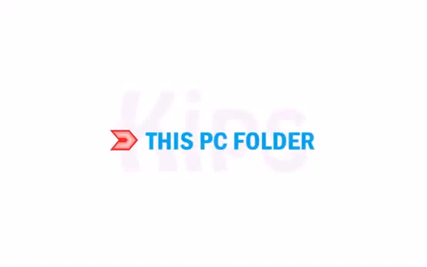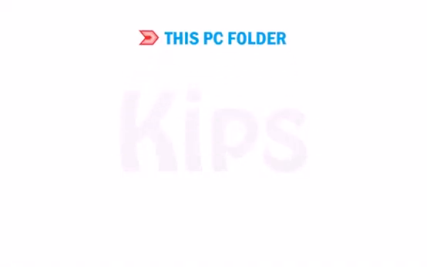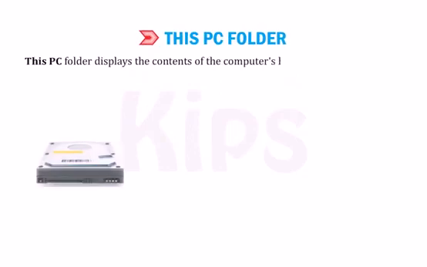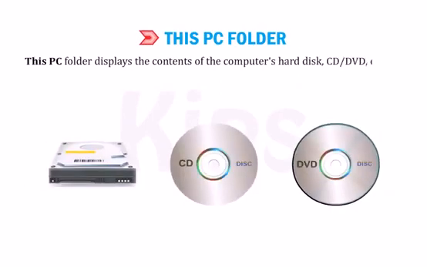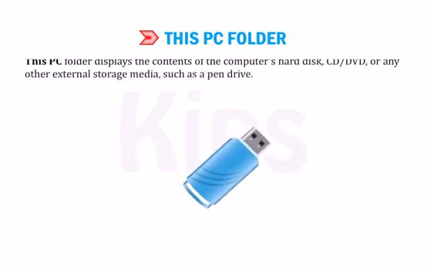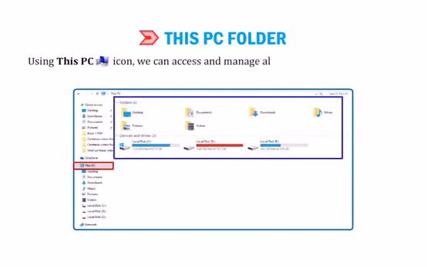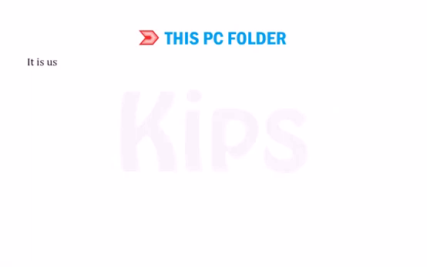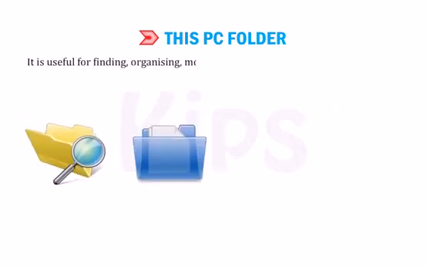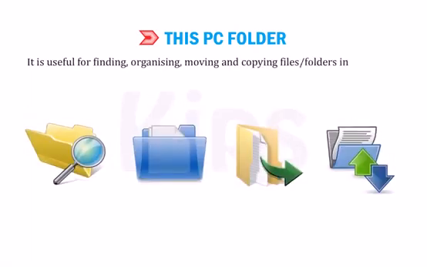Okay, let us talk about this PC folder. This PC folder displays the contents of the computer's hard disk, CD or DVD, or any other external storage media such as a pen drive. Using this PC icon, we can access and manage all the folders and files stored in a computer. It is useful for finding, organizing, moving, and copying files or folders in a computer.